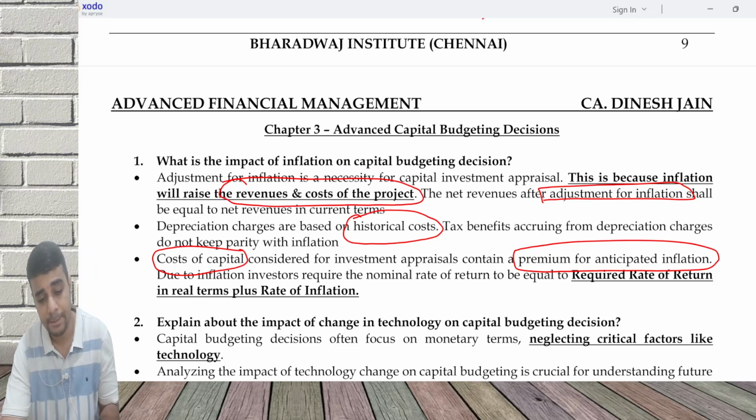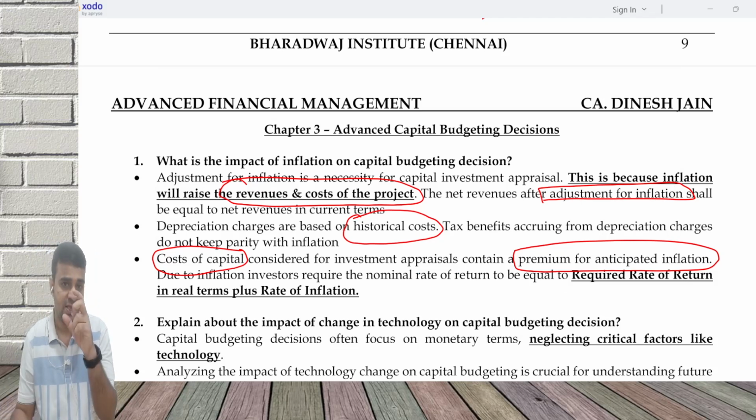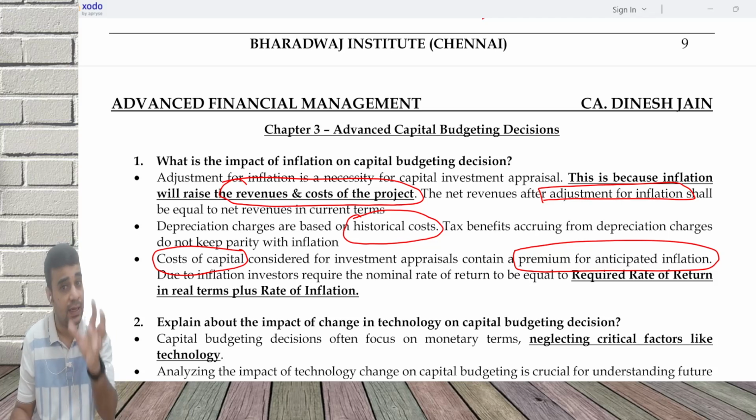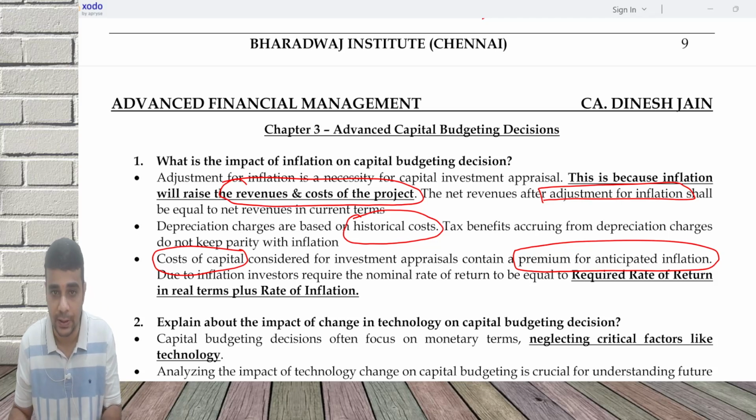Next, what is the impact of change in technology on capital budgeting decision? Now, changes in technology is a very critical factor, but a very difficult factor to consider in a capital budgeting decision. Because normally what happens is our focus in capital budgeting is always on monetary items.